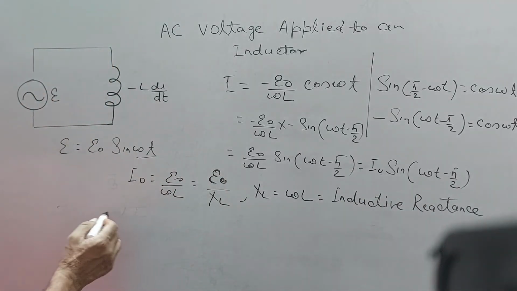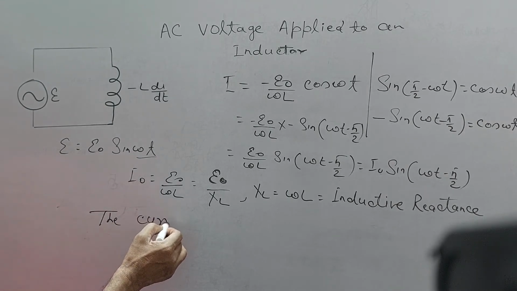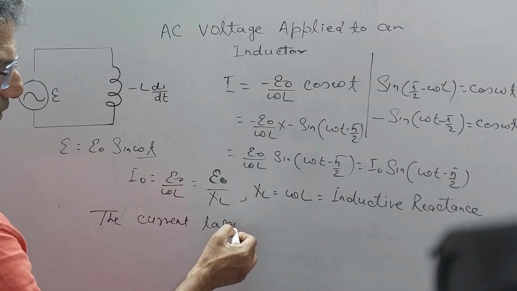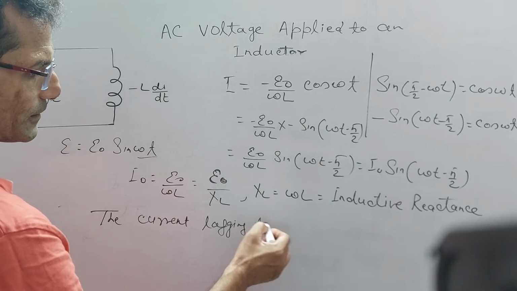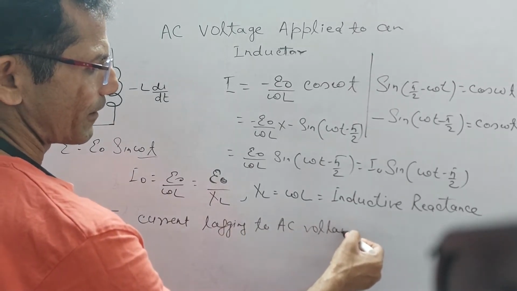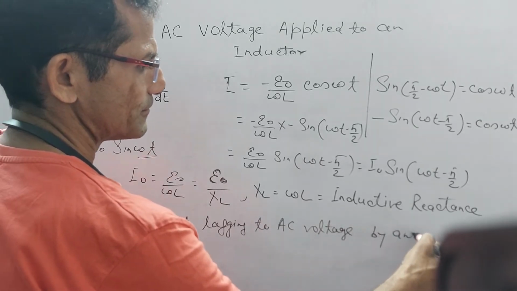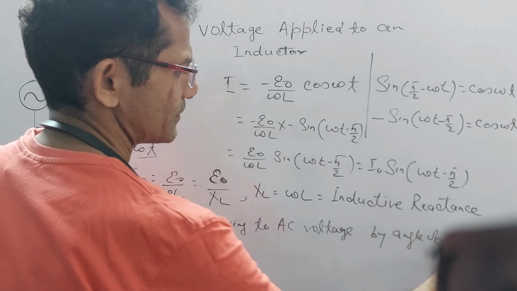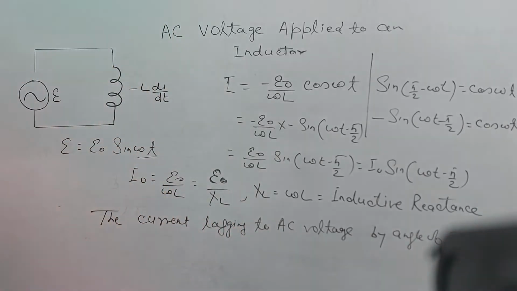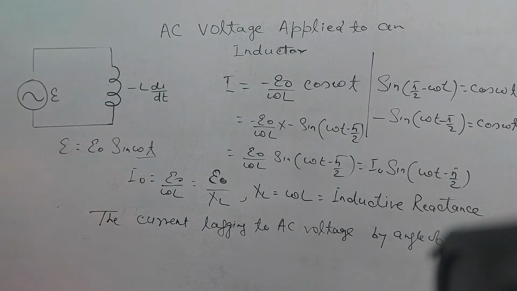So we can say in this way, the current lags behind the AC voltage by an angle of 90 degrees. So this is the phase difference between current and voltage when there is only an inductor in the circuit.